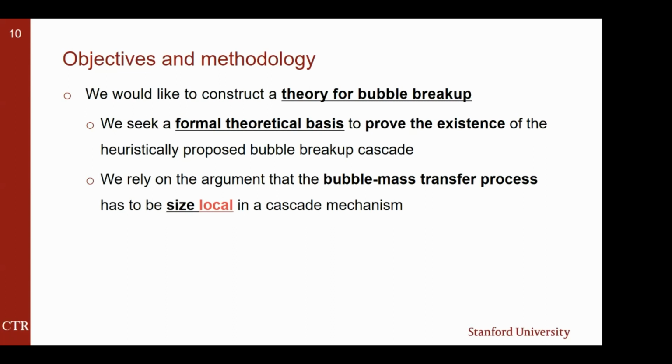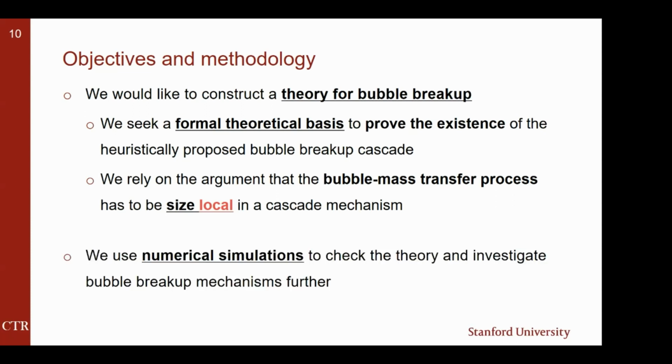So I'll explain cascade and locality later, but just to briefly describe this, locality means that this transfer of bubble mass across a certain cutoff primarily depends on the statistics of bubbles of sizes close to this cutoff, so a confined region of influence. But I'll explain this in more detail later. And then we use simulations to check if this theory is sound. We generate breakup statistics and use them to investigate breakup mechanisms, even beyond the regimes where we expect the theory to be completely valid.